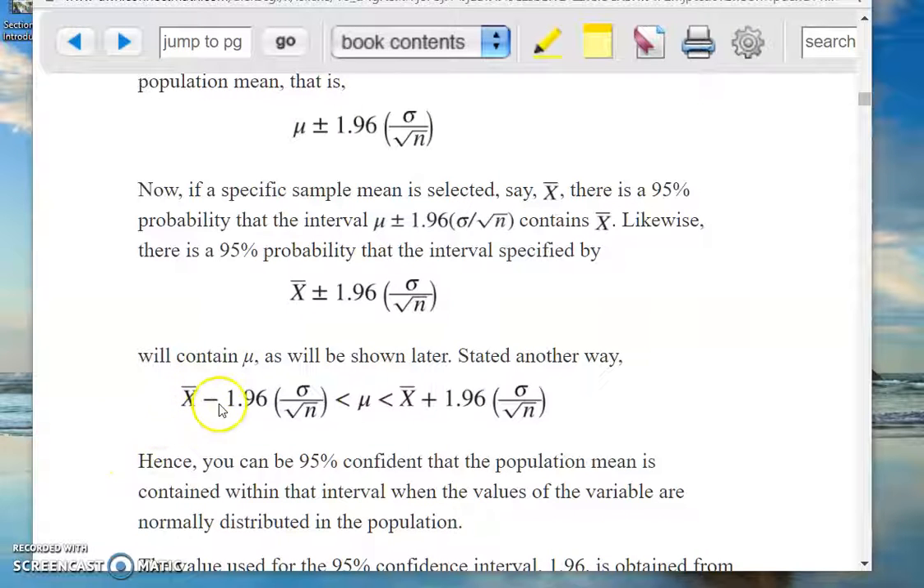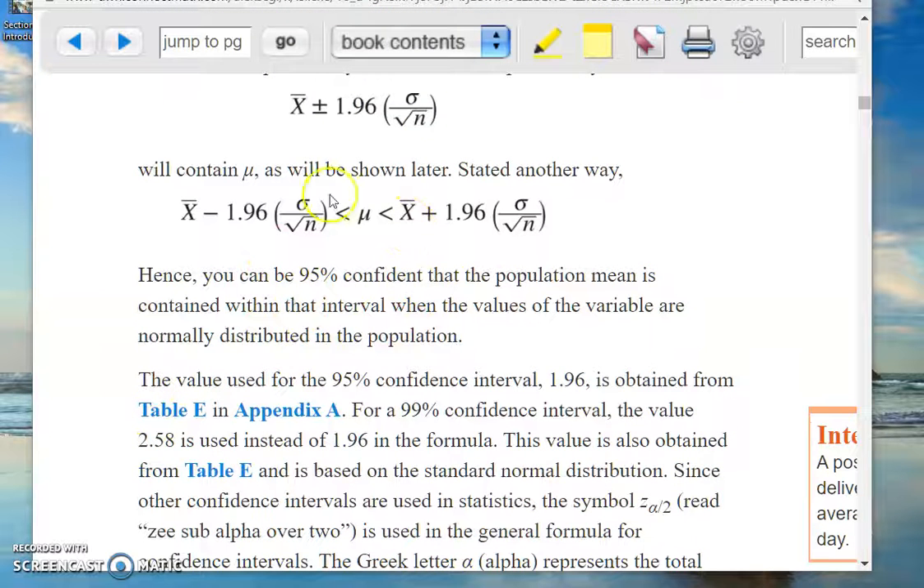Okay, so at the end of the last tape, what I was trying to get at here is that if you have something like this, x bar plus or minus this, then there's a 95% probability that mu plus 1.96 times this contains x bar. Likewise, there's a 95% probability that the interval specified by this will contain mu. So it's kind of a reciprocity thing here, right? In other words, mu plus 1.96 times this and x bar plus 1.96, they will contain each other. This will contain x bar and this will contain mu.